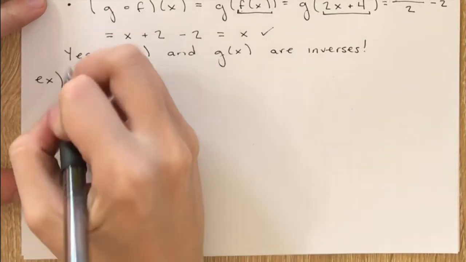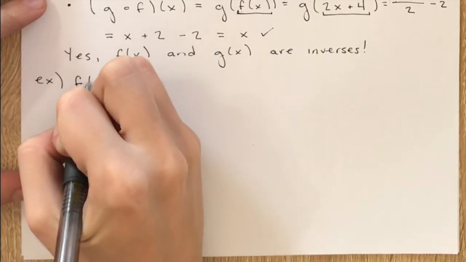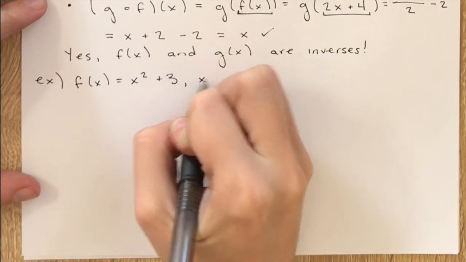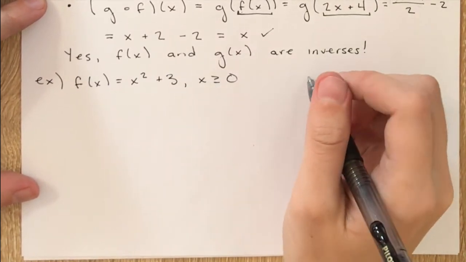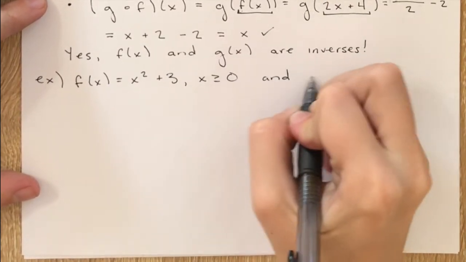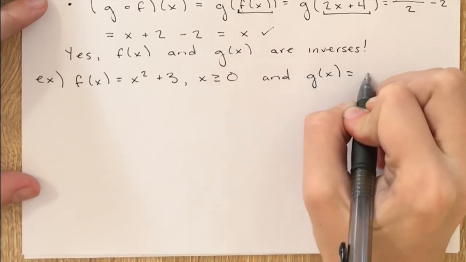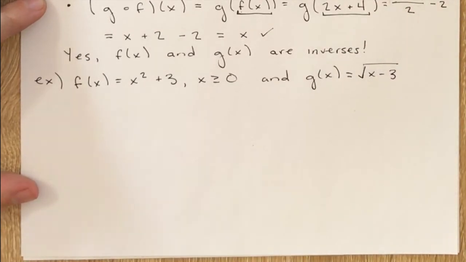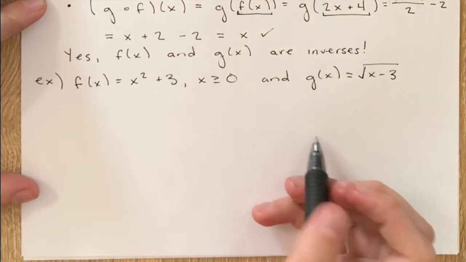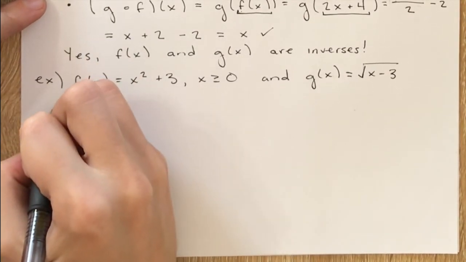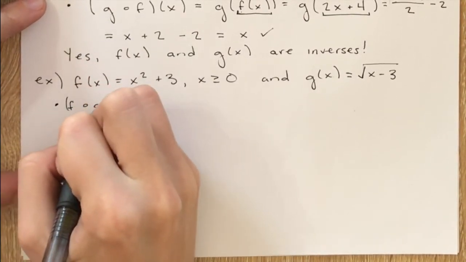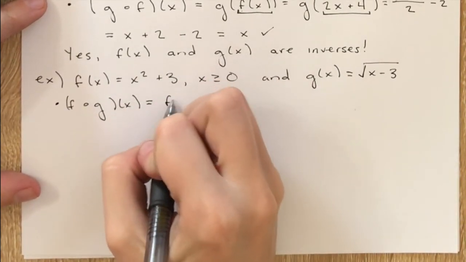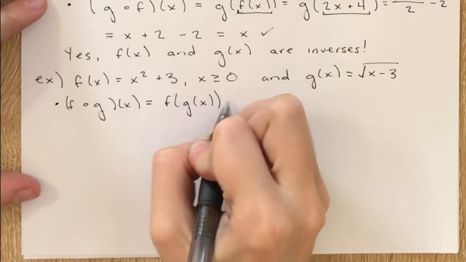Let's say we're looking at f of x equals x squared plus 3, where x is greater than or equal to 0, and g of x equals square root of x minus 3. All right, we got to do the same thing. We have to compose them. So let's start out here. Let's do f of g of x. So again, that's f of g of x. G of x.